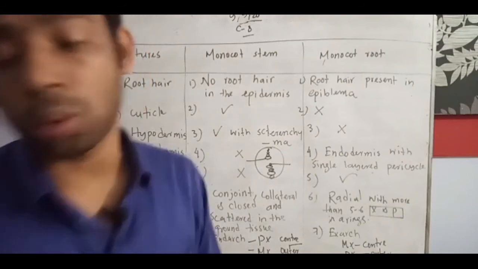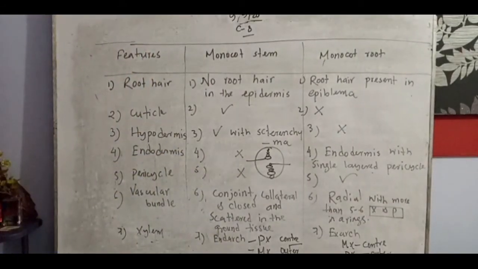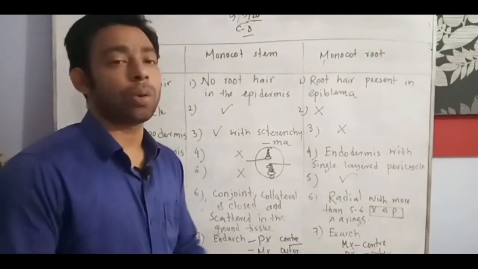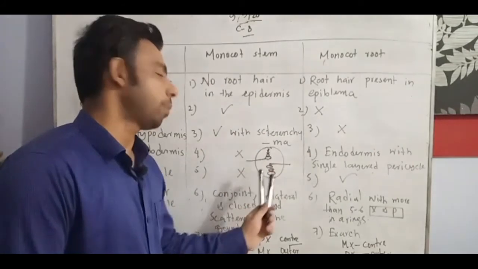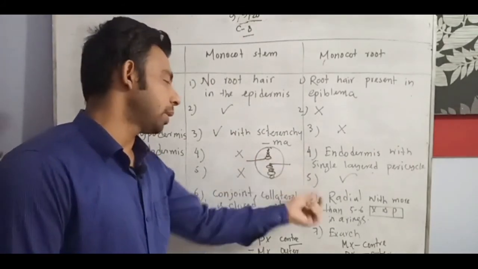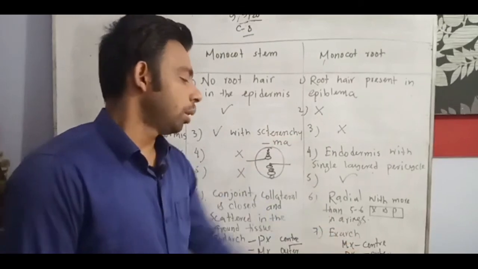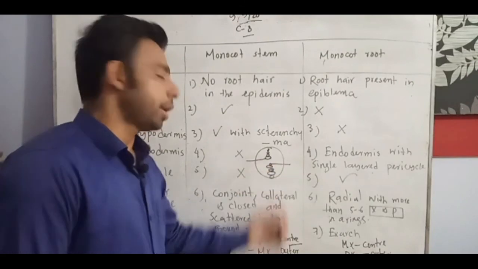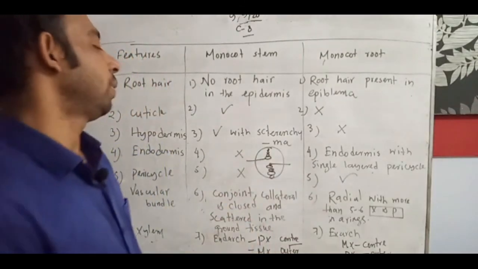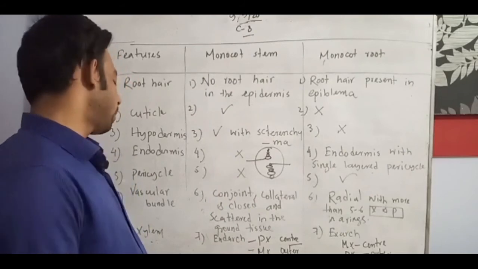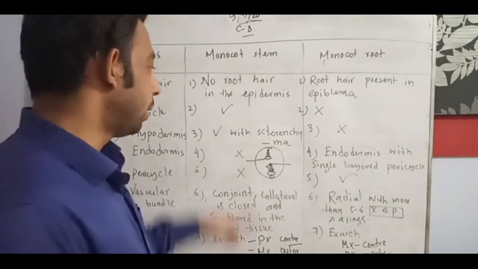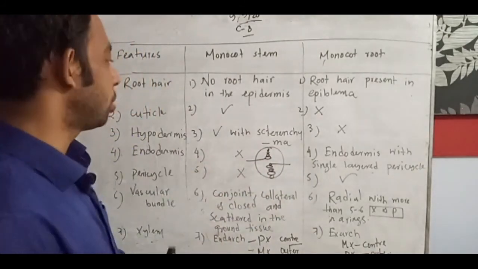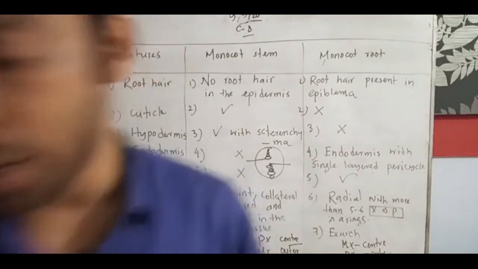And finally the last one, which is also very important, is endarch and exarch. I made you understand the protoxylem and metaxylem in a vascular bundle. When the metaxylem is at the center and the protoxylem is towards the outer circumference, that is called exarch, and when the protoxylem is at the center and the metaxylem is outside, that is called endarch. Protoxylem center is endarch, metaxylem center is exarch. Just remember this one.